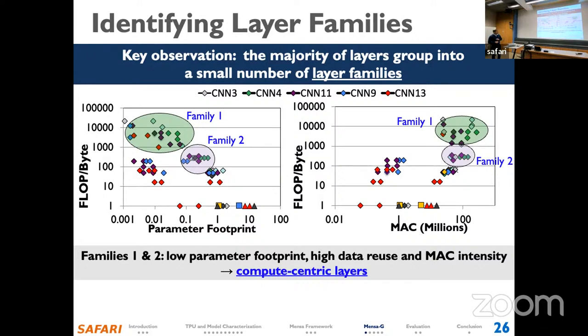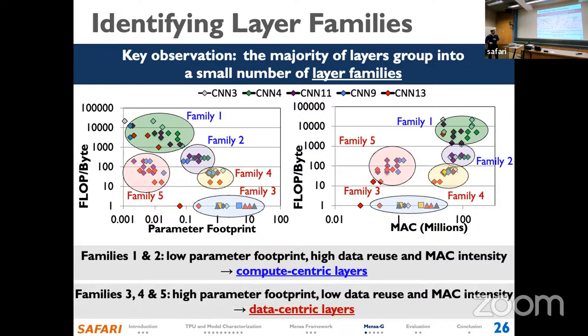And as you can see, when you plot them in this scatter plot, some groups are being formed. Here specifically families one and two, which have the main characteristics of low parameter footprint, high data reuse, and also high multiply-accumulate intensity, MAC intensity. And if you remember from the previous plots, those layers actually are compute-centric layers. So they would benefit from accelerators that not necessarily have high amounts of bandwidth, because they are not memory bound, but would have a larger number of processing element arrays because they are more compute bound. And we call those layers, families one and two, compute-centric layers.